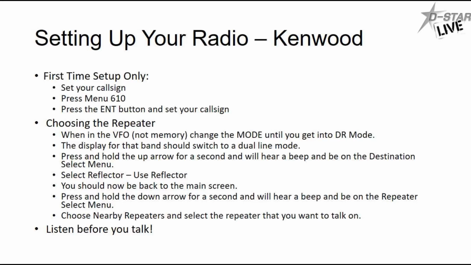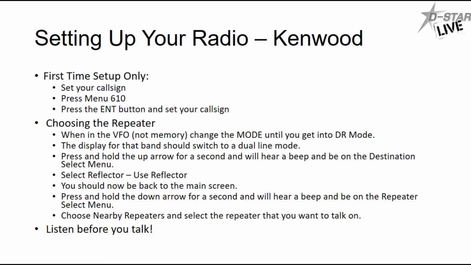So Kenwood's making their radio, the TH-D74. I don't have the pretty pictures on this screen, but it is pretty much just easier. First time setup, you need to set your call sign. That's on menu 610. You hit the menu 610 buttons. That tells you how to get there. Hit the enter button and set your call sign.